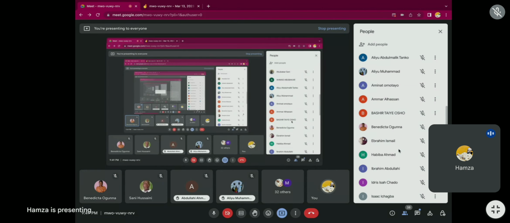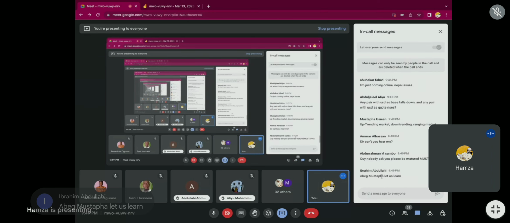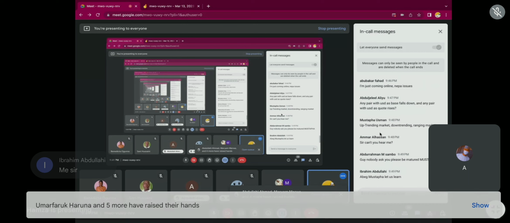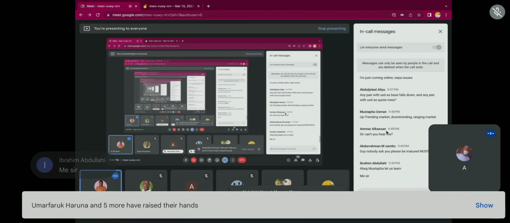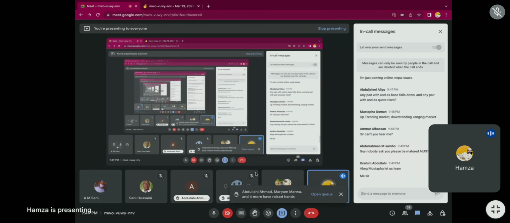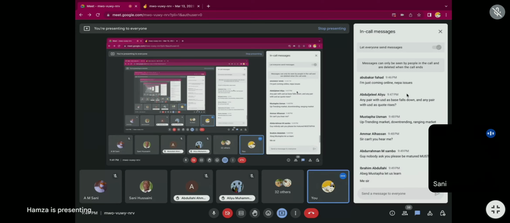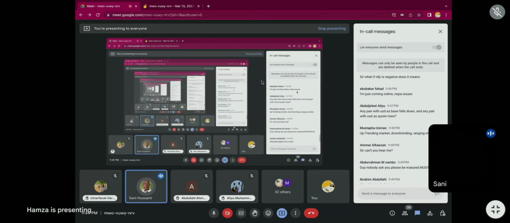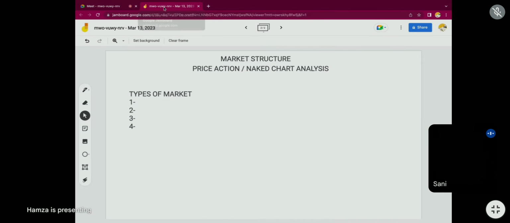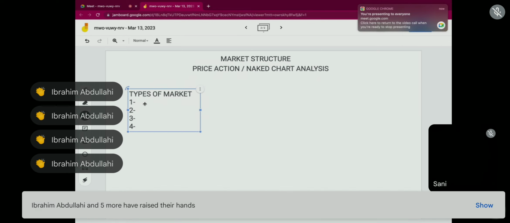Please, who can answer this question? One person, please. All right, Salan Sani, Ahmadu, what are the types of market structure we have? Okay, sir. So we have ranging markets and we have trending market. I think these are the three types of market. Yeah, perfect.